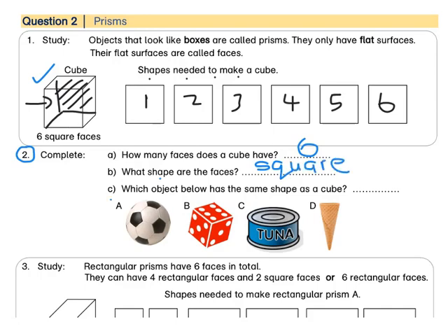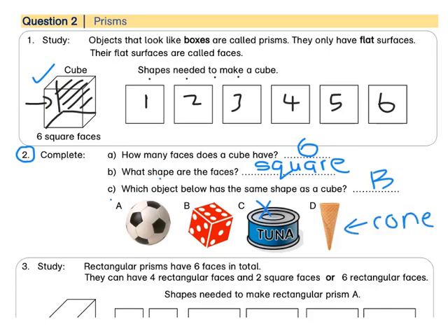C, which object below has the same shape as a cube? A is a ball, no. B is a dice, yes. A dice has exactly the same shape as a cube. C is a can of tuna, no. And D is a cone. So D has the same shape as a cone, not a cube.